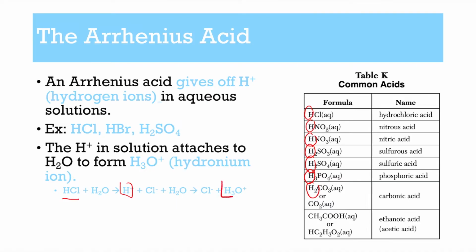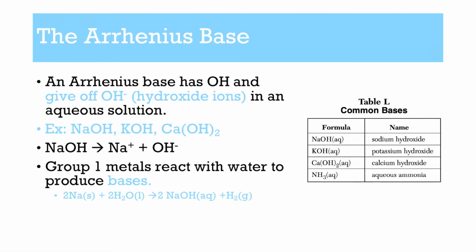Now, when it's in that water, that extra H will attach itself to a water molecule and form H3O+, which is called hydronium. Now, if you think back, Table E, our polyatomic ion unit, does have that up there. But for the sake of what you need to know, if you see H+ or H3O+, we're talking about acids. They're not technically the same, but they're kind of synonymous with each other.